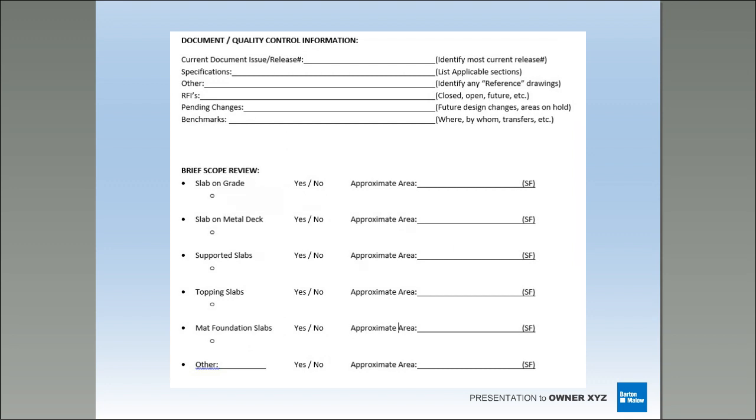If you go to the third page here, it's going to give you your doc releases, specifications, any RFIs or pending changes that are out there. When you're going through any pending changes, you're going to want to take a look at the future design changes. They may not be talking about polished floor at the time, but it may come to light. So there may be some areas that are planned to be polished. We know how the industry works. People love the look of it, and eventually most of the building becomes polished.